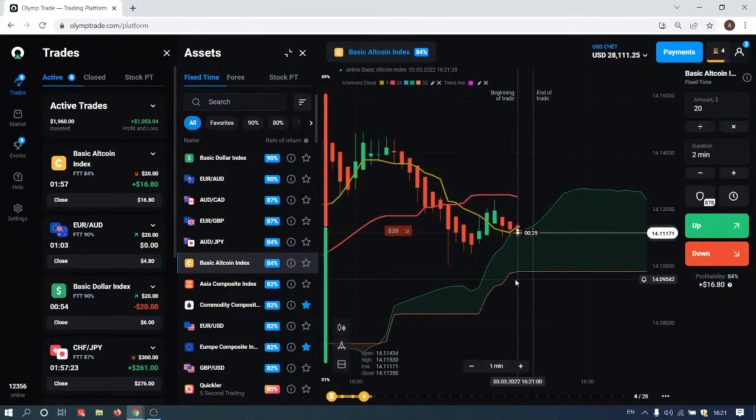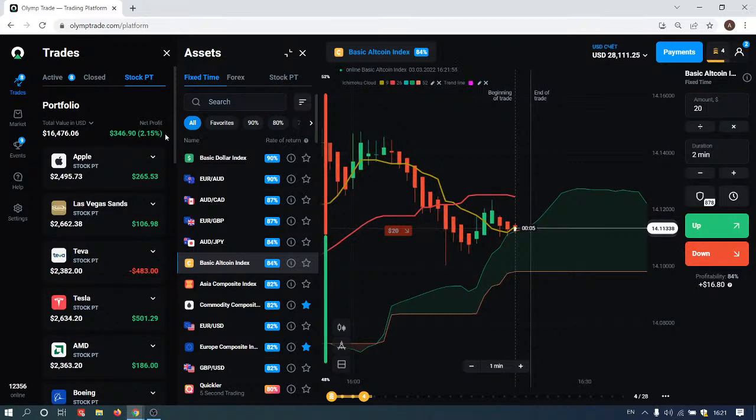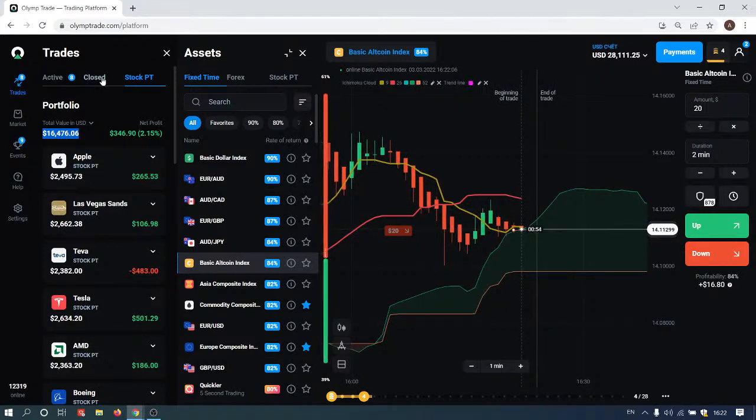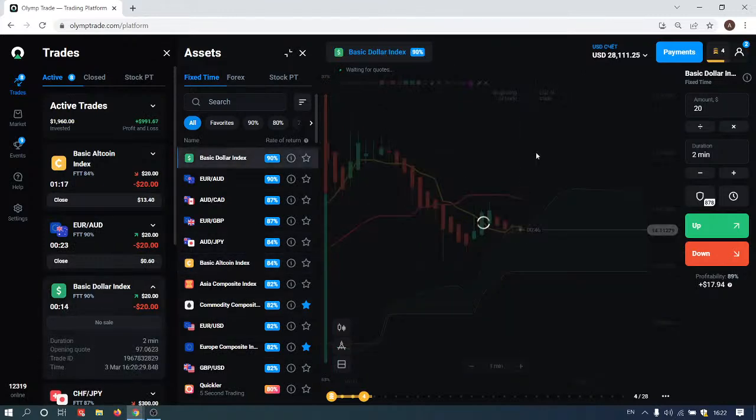Is it recommended to deposit 10K or should it be more? Well, first of all, it depends on your mode of trading. If you want to trade fixed time trades, Forex or SPT, everything is different. On SPT, I have invested roughly 17,000, something like this. I partially closed it. And when it comes to Forex, of course, you need a little bit higher amounts of money to make some decent profits.